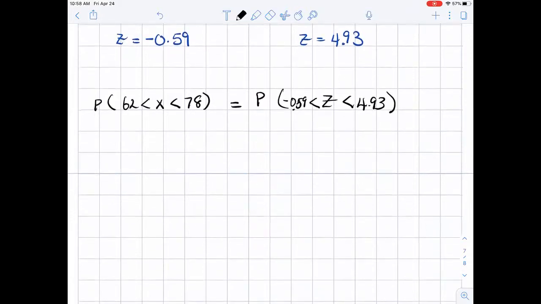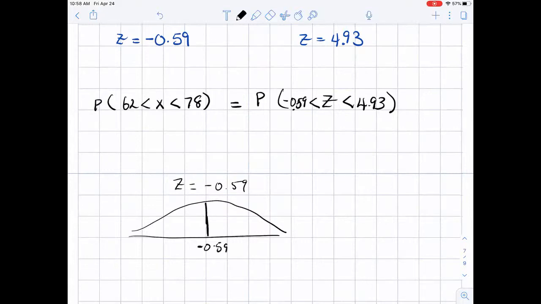So keep in mind, when you look up Z equal to negative 0.59, what you are really getting is a value from here, negative 0.59, going this way. So the negative 0.59 value would be 0.2776. 0.2776, please confirm.